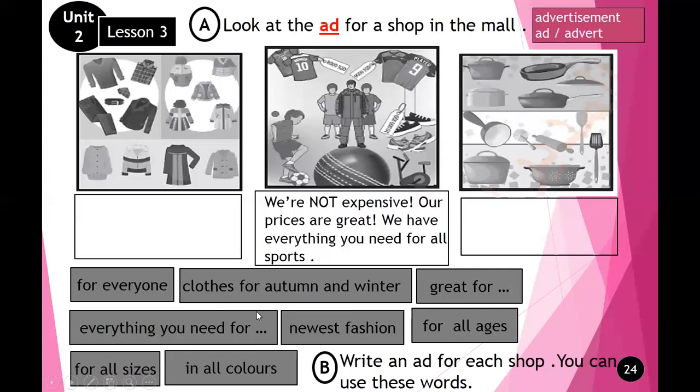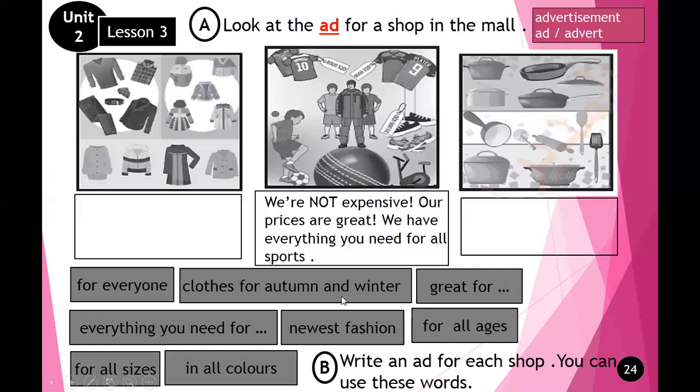So first we should write the statements in exercise B, and after that write a suitable ad for each shop. Exercise B, he said: write an ad for each shop. You can use these words. So first we have: for everyone.